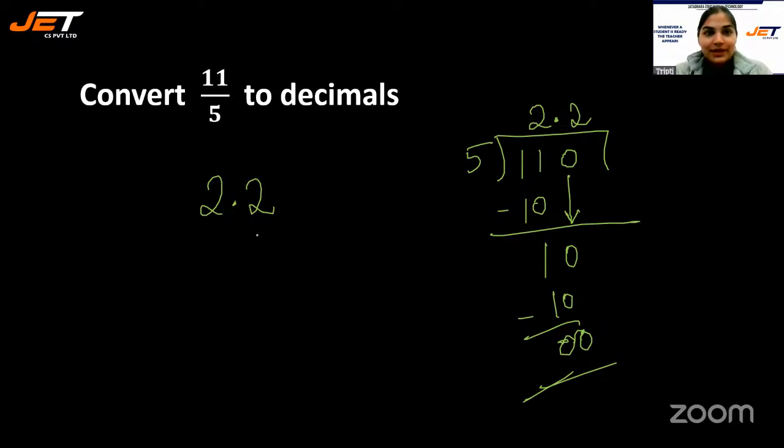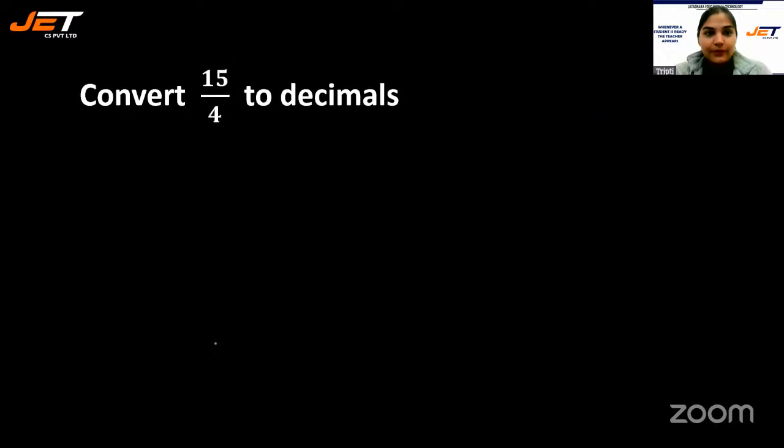Yeah. Next one. Here we go. 15 by 4. Convert 15 by 4 to decimals. Simply 15 divided by 4. So let's see how we can do it. 15 divided by 4.